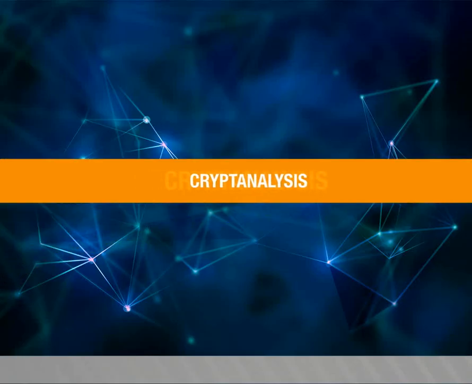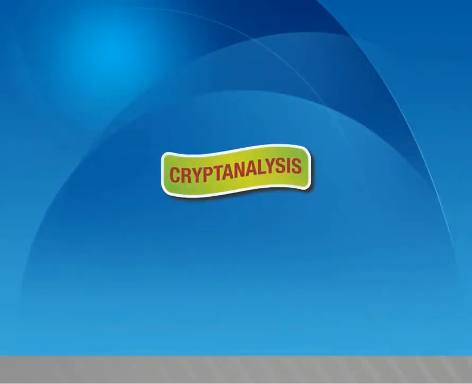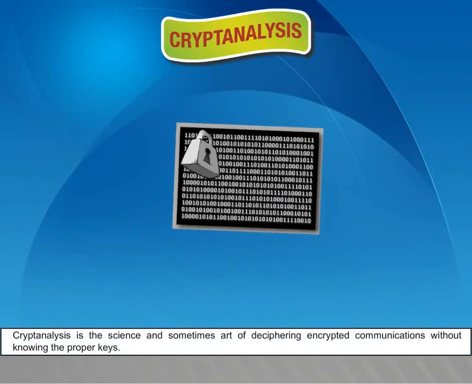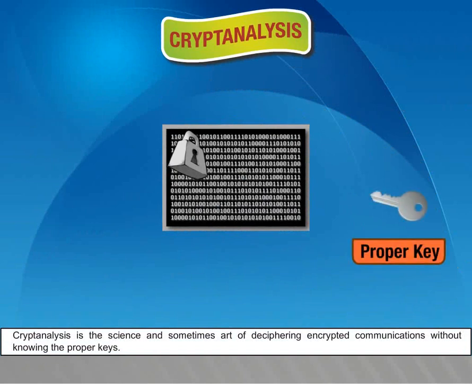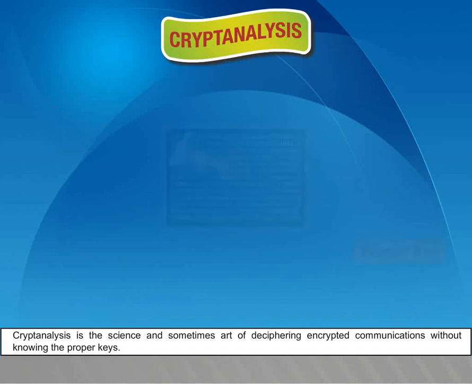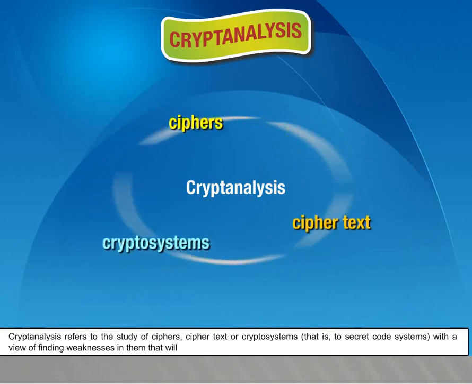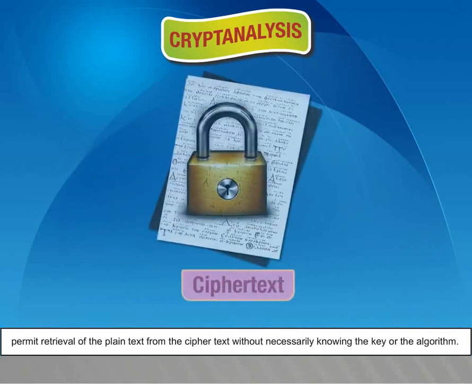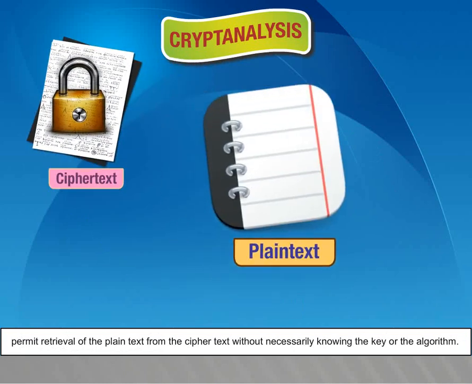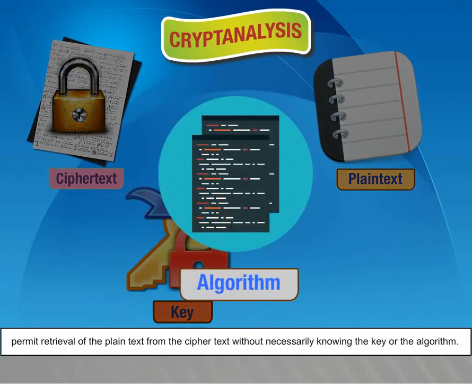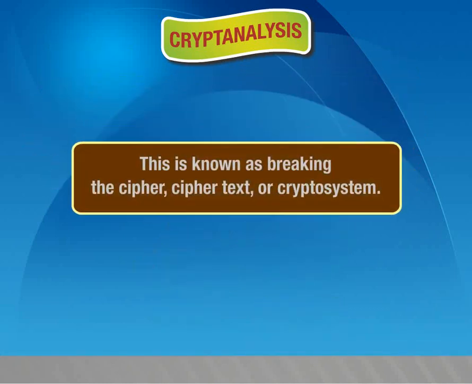Cryptanalysis. In this video, we are going to see about cryptanalysis. Cryptanalysis is the science and sometimes art of deciphering encrypted communications without knowing the proper keys. Cryptanalysis refers to the study of ciphers, ciphertext, or cryptosystems, that is, secret code systems, with a view to finding weaknesses in them that will permit retrieval of the plaintext from the ciphertext without necessarily knowing the key or the algorithm. This is known as breaking the cipher, ciphertext, or cryptosystem.